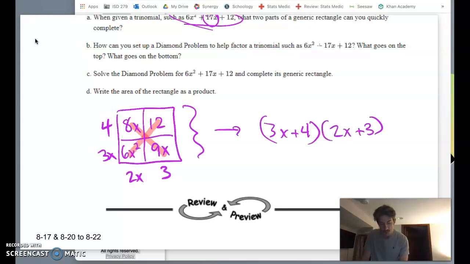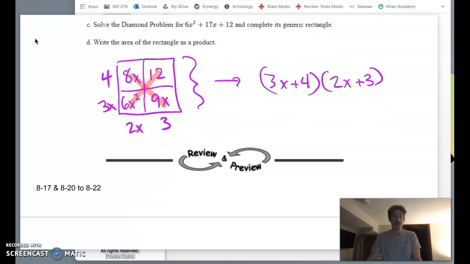Folks, there is a tiny bit of review and preview at the end of this section. It is 17, 20, 21, and 22. Try these things so we know what questions we have.